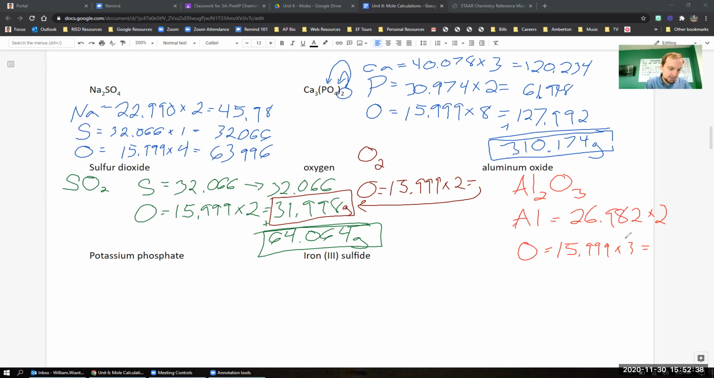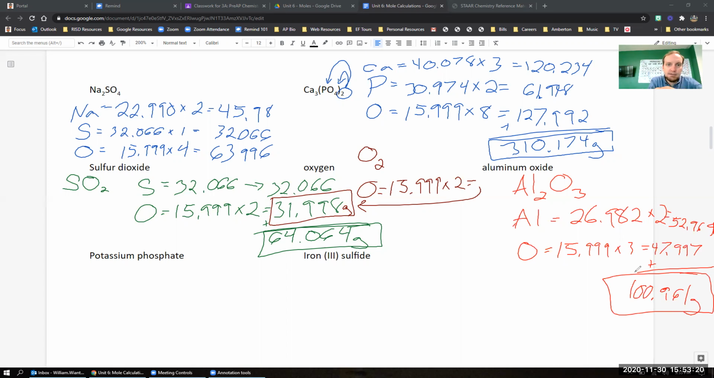26.982 times 2 is, and no, there is no short way of doing this, guys, 53.964. And then I'm going to do 15.999 times 3, which is 47.997. Add those two together, and what I get is 100.961 grams. Okay, that's the molar mass of aluminum oxide.